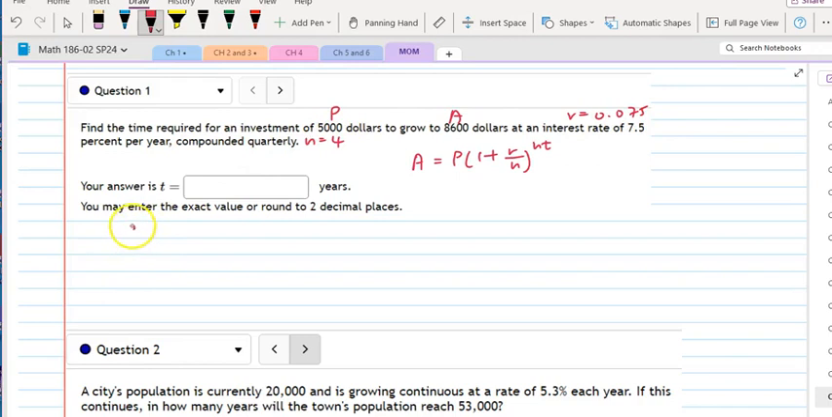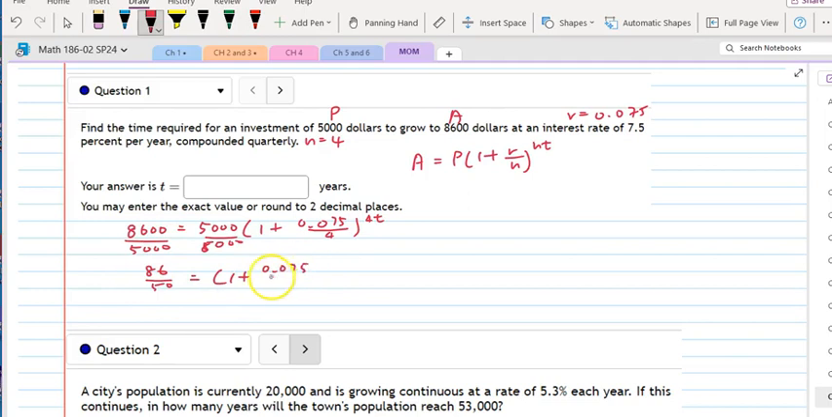So we set up 8,600 equal to 5,000 times (1 + 0.075 divided by 4) to the power 4t. And we have to solve for t. To do this, we divide by 5,000 first. So simplify as 86 over 50 equal to (1 + 0.075 over 4) to the power 4t.